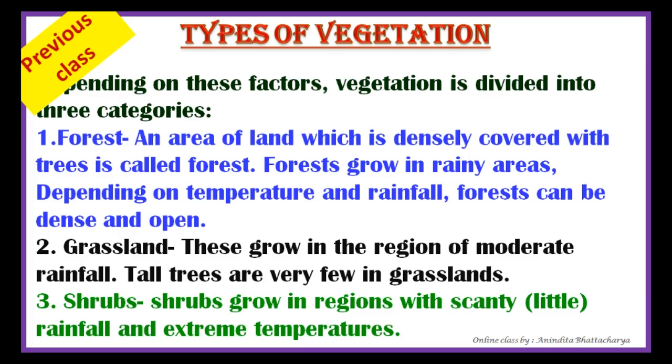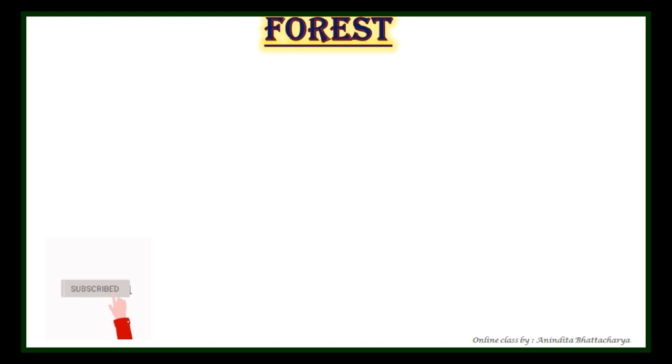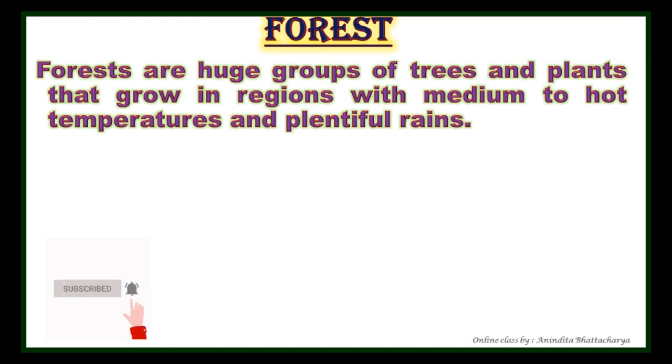In previous class already we discussed about the meaning of forest. So forest is an area of land which is densely covered with trees. Forests are huge groups of trees and plants that grow in regions with medium to hot temperatures and plentiful rains.